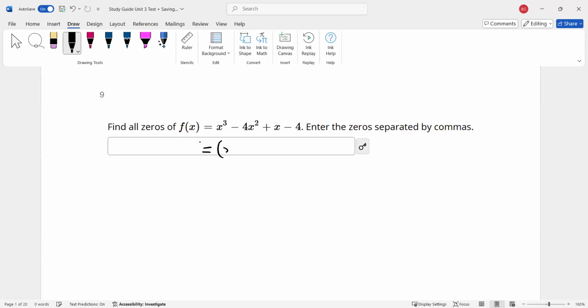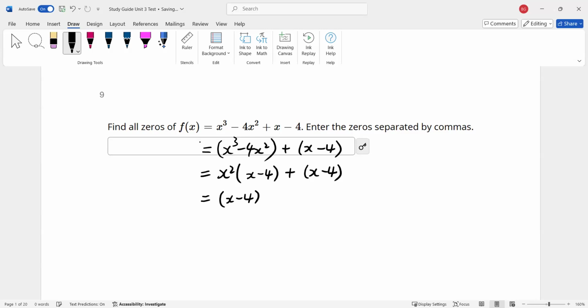If we group the first 2 terms, x cubed minus 4x squared, and we group the last 2 terms, x minus 4. The first 2 terms, x cubed minus 4x squared, has GCF x squared. We can factor it out. Then inside the parentheses, we are going to have x minus 4. And now those 2 parts have a common binomial factor x minus 4, right? We can factor x minus 4, and we would have x squared plus 1, right?